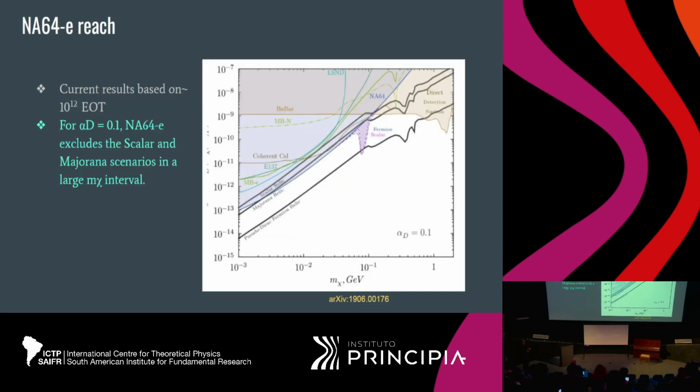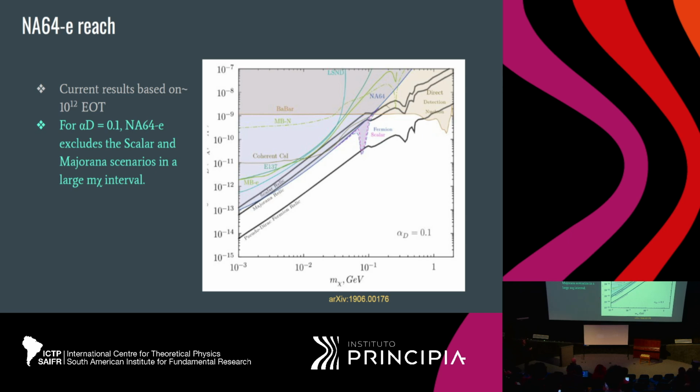Okay, so this is the result of NA64. The last published result is based on a statistics of 10^12 electrons on target. The experiment observed no signal, so no events with missing energy larger than 50 GeV after the application of the different analysis cuts. This result for the scenario where alpha dark is equal to 0.1 already excludes all the thermal relic for the scalar dark matter particle, but also a significant part for the Majorana relic. There is also some very small discovery potential, so we excluded a bit of the pseudo-Dirac fermion relic target, and this is due to the resonant annihilation of positrons.